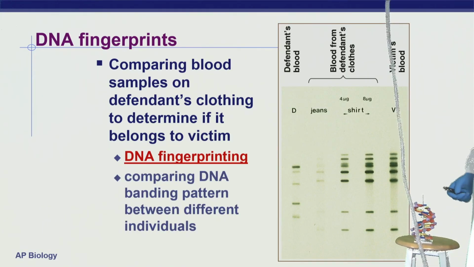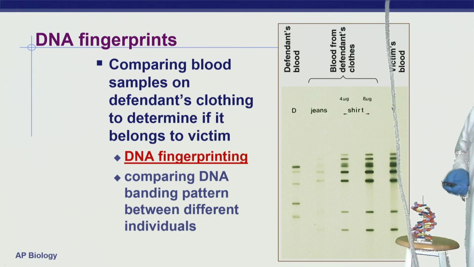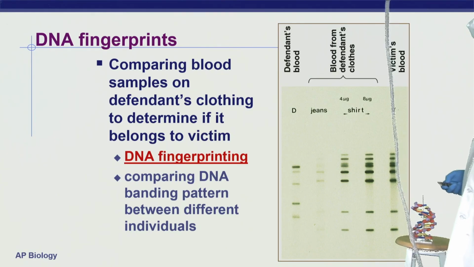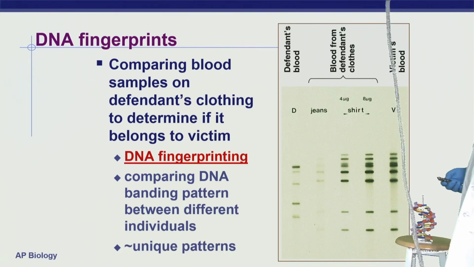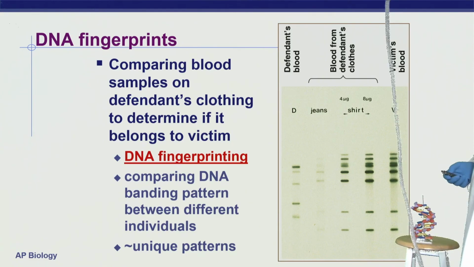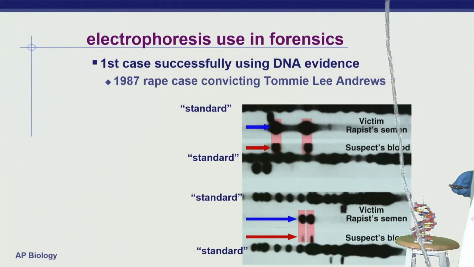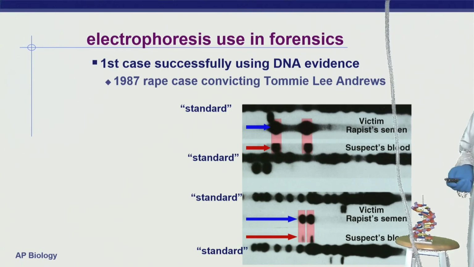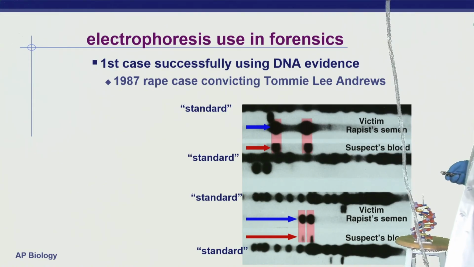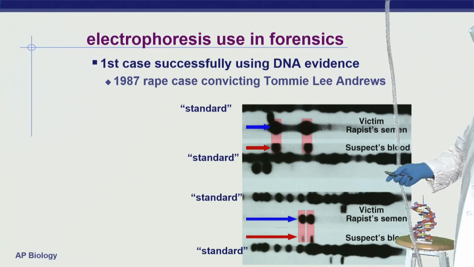What's referred to as DNA fingerprinting is comparing the DNA banding pattern between different individuals, trying to determine whether somebody was guilty, in looking for unique patterns. The first case where it was successfully used as DNA evidence was in 1987, a rape case where the defendant was Tommy Lee Andrews, and they've got the samples here.